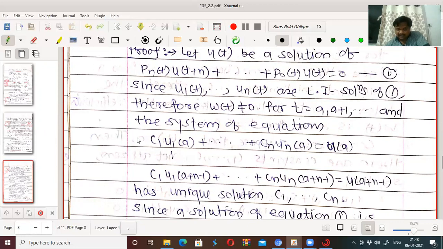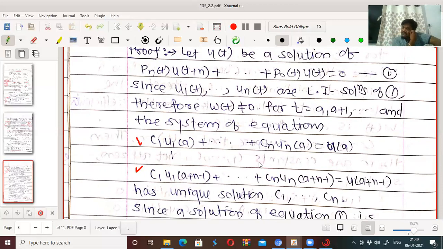That means, if we consider these n equations, c1 u1(a) + up to cn un(a) = u(a), and so on, up to c1 u1(a+n-1) + cn un(a+n-1) = u(a+n-1). As the determinant of this coefficient matrix is the Casoratian, and at t equal to a it is not equal to 0. If the determinant of coefficients of a non-homogeneous system is non-zero, then that system has a unique solution. If the determinant of coefficients of a homogeneous system is not equal to 0, then it has only the zero solution as its only solution.